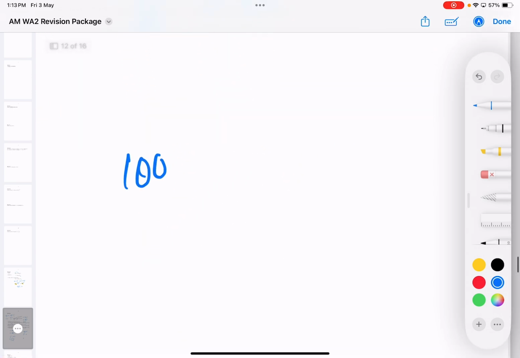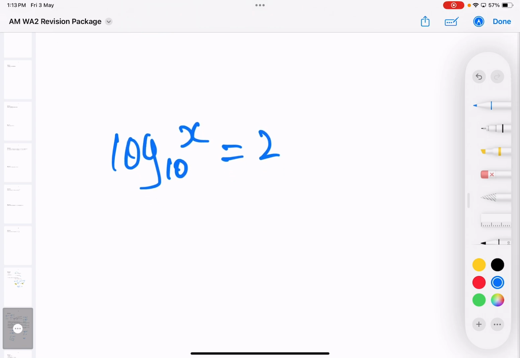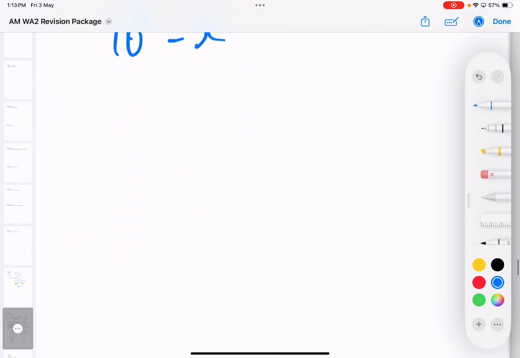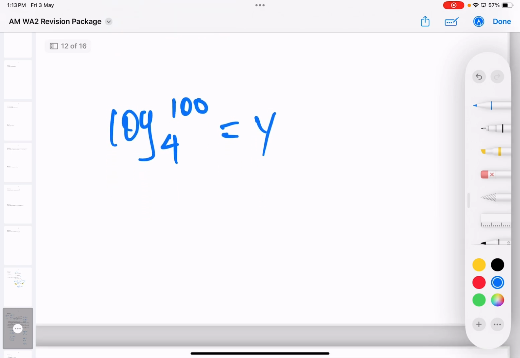Jordan, stay with me. Okay, let's say I have log base 10, this is x, this is 2. Okay? So how do I change to the exponent form? Can you try this now? Yes, awesome. Okay, you got it. Okay, I want another one. Let's say I change this to log base 4, and let's say this is 100. This is y. Very easy. Okay, how do I change to the exponent form?